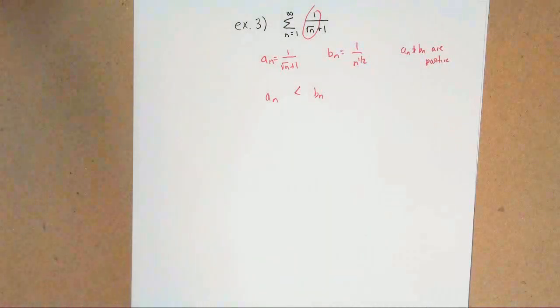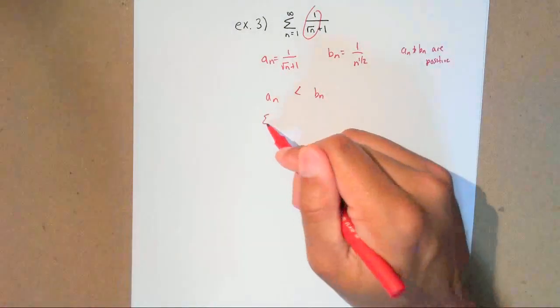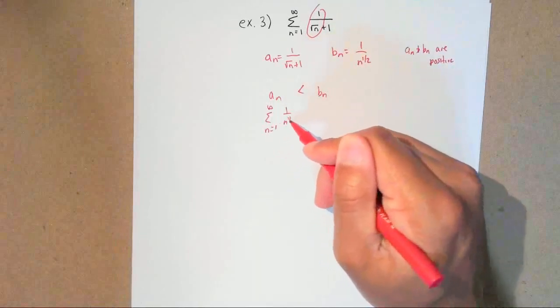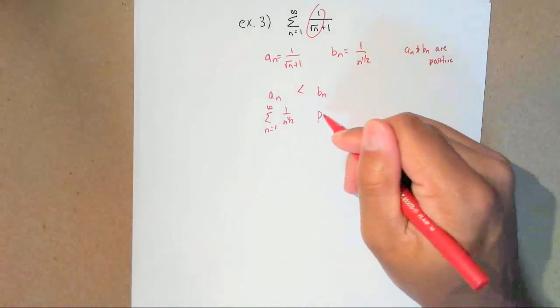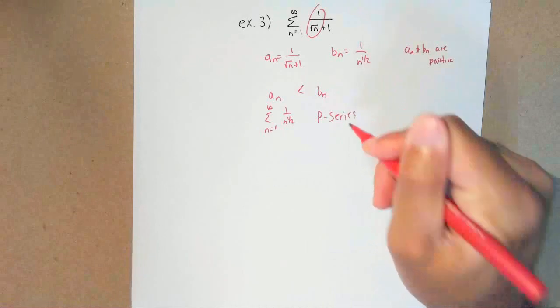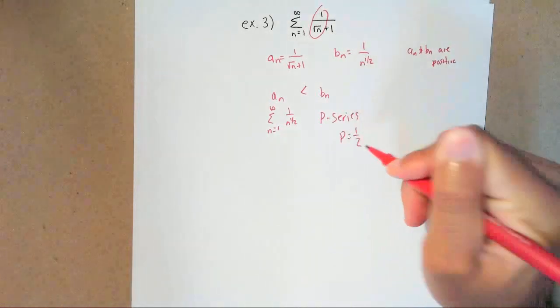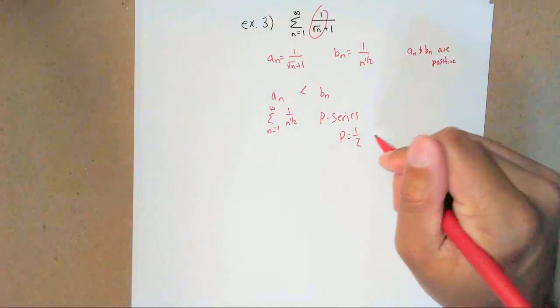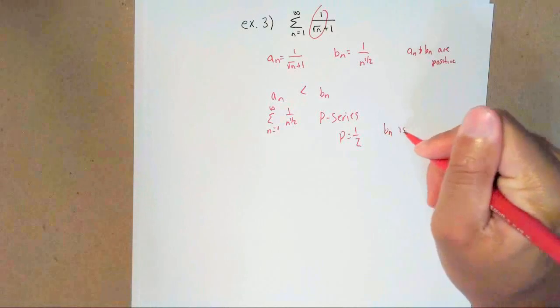So now let's figure out, well, what's happening with b of n? What's happening to the summation from n equals 1 to infinity of our b of n? Well, remember how we said it was a p-series? Okay, this is a p-series. My p is equal to half. And then you have to remember the rules of p-series. The fact that this is less than or equal to 1 means that my p-series, this b of n, is divergent.